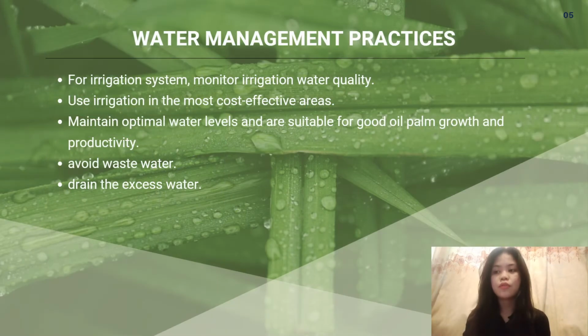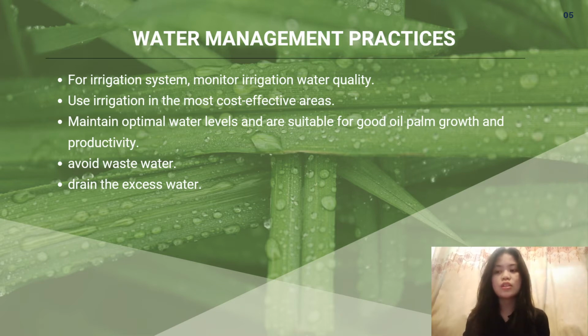So first of all, for the irrigation system, monitor irrigation water quality. This is because the water harvested from agricultural or industrial areas can affect the soil, where it can reduce the nutrient balance and also affect the retention of soil nutrients. Possible effects of toxicity can occur from contaminants.